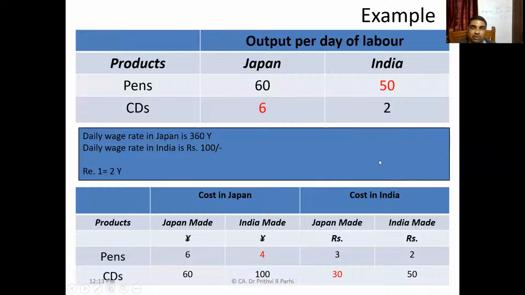First, we'll find out what will be the cost in Japan. We know how much quantity of goods Japan can produce. Now we are converting into money terms. Cost in Japan means Japan uses the currency yen, so cost in Japan will be in yen. And you have already said that per 1 day, Japan can produce 60 pens. Yes or no? And for producing 60 pens, how much yen does Japan have to spend?